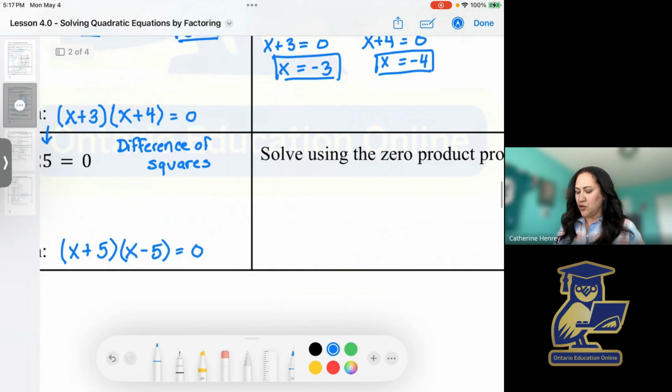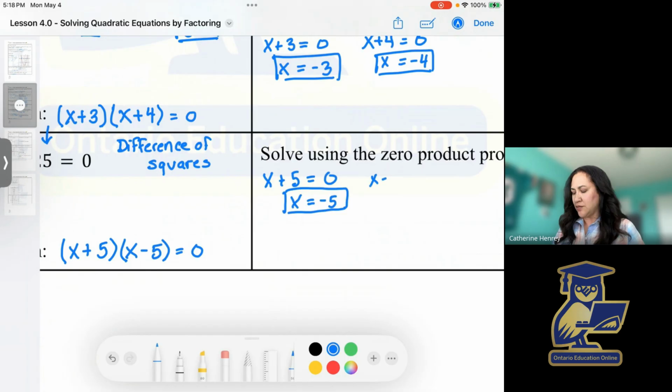We solve using the zero product property, and we'll take the positive factor, x plus 5, set that equal to 0. Simplify that, x equals negative 5. And we'll take the second factor, x minus 5 is equal to 0. Simplify that, x is going to equal positive 5. Good, let's move on from here.